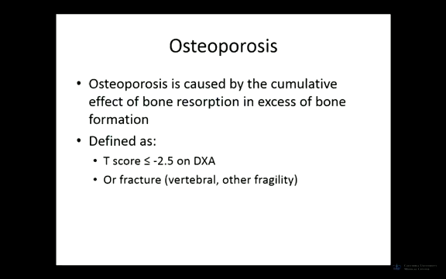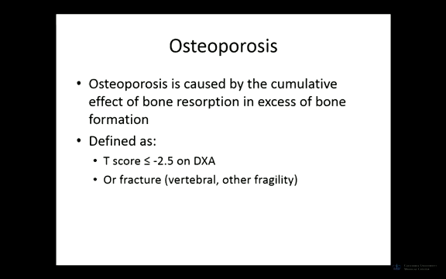So let's just talk a little bit more about osteoporosis. Osteoporosis is caused by the cumulative effect of bone resorption and insufficient bone formation. So basically, all that says is you're breaking down more bone than you're making. If you're 15 and growing, you're making more bone than you're breaking down. But if you're 65 and postmenopausal as a woman or over 70 as a man, you're more likely to be breaking down bone than to be making bone.